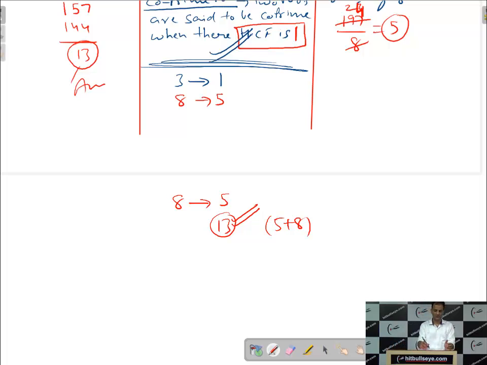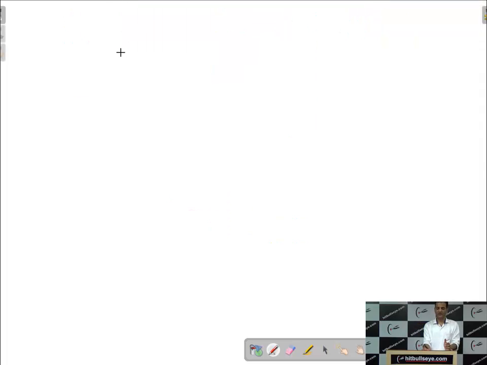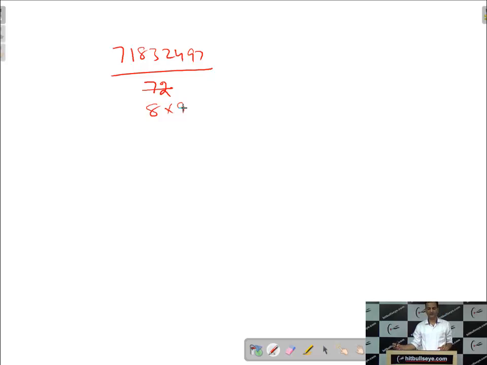Just take one more example. I am writing a big number, 71832497. When divided by 72, students, what should be the remainder? What is the co-prime factor of 72, students? 8 into 9. What is the check of 8? As we have already done, last 3 digits should be divisible by 8. So 497, when you divide it by 8, 8 6 48, remainder will be 1. That means we have to find a number which when divided by 8 gives remainder 1.